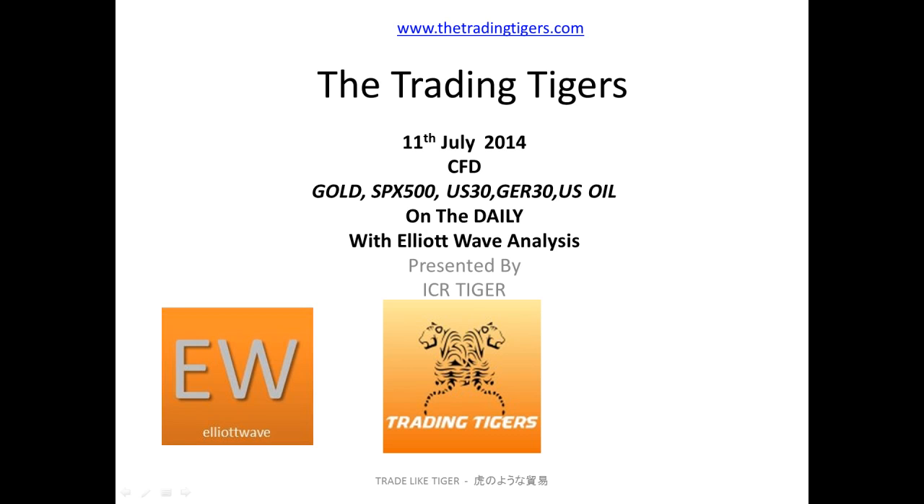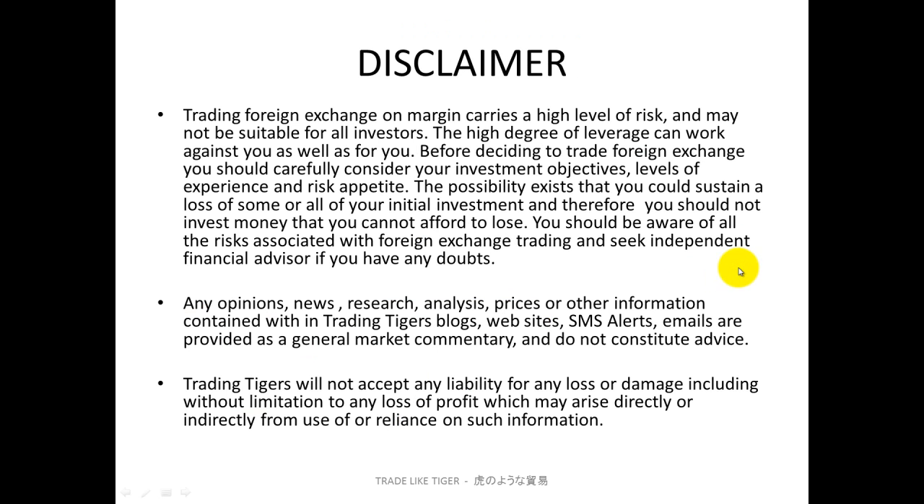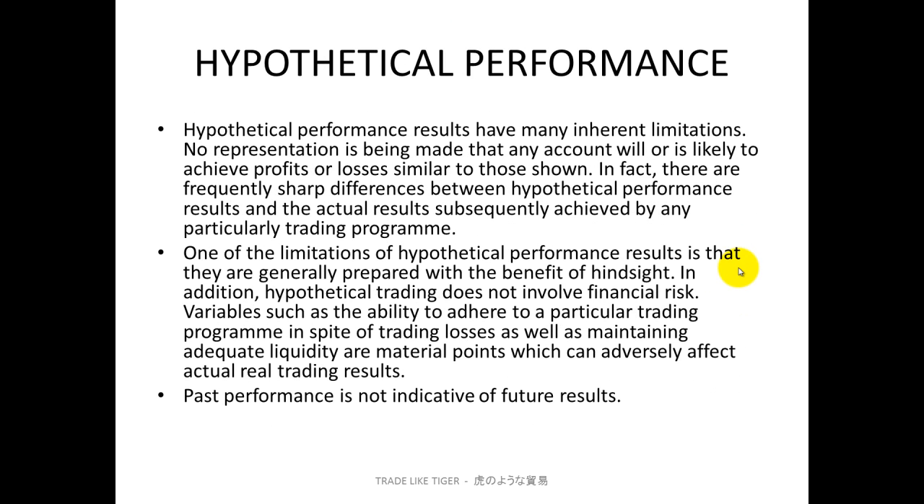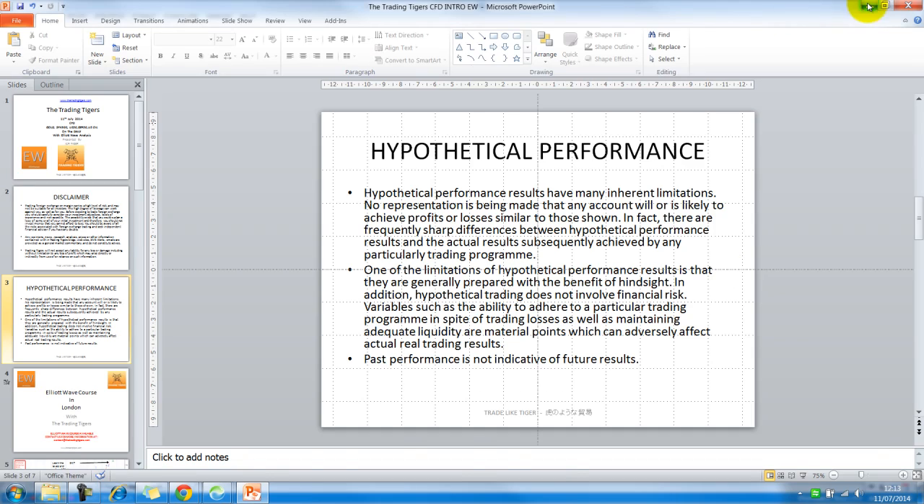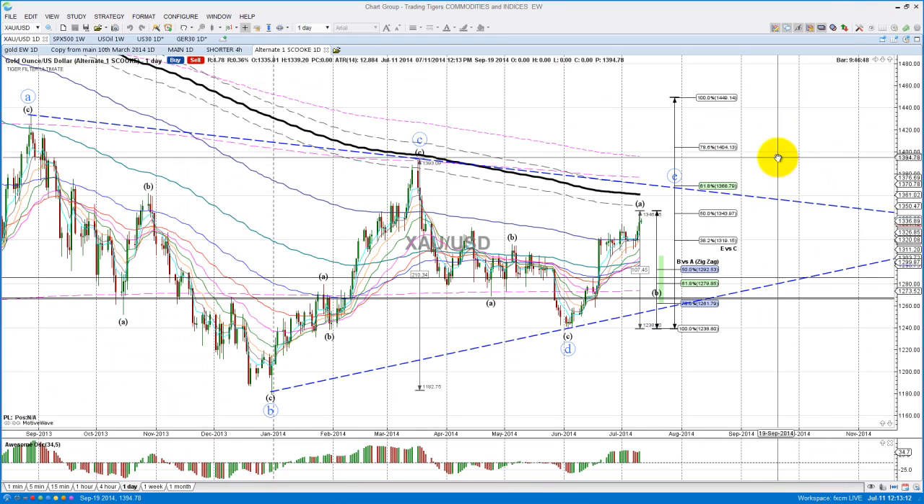Today, 11th of July 2014, we're going to be looking at the CFDs: gold, SPX500, US30, German 30, and US oil on the daily chart using the Elliott Wave analysis. Before we start, please go through the disclaimer, read it at your own leisure, as well as the hypothetical performance. Okay, fine. So, let's get to the charts.